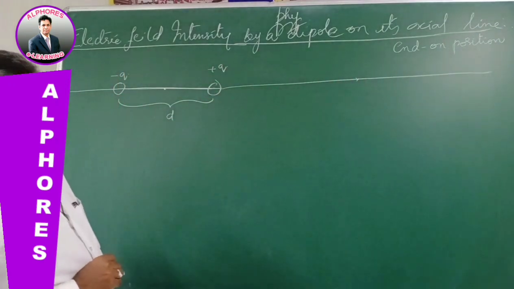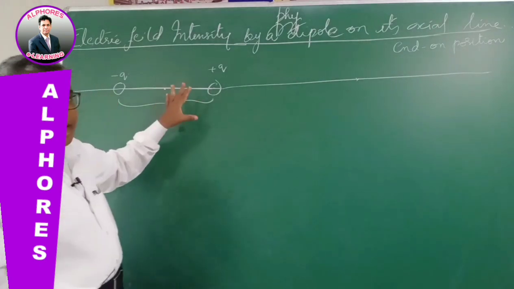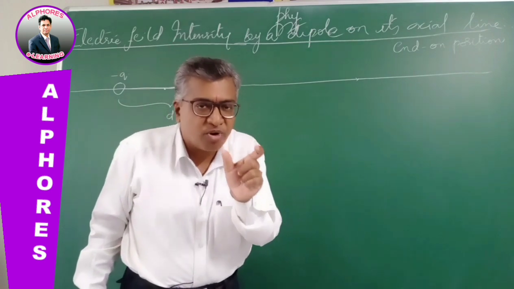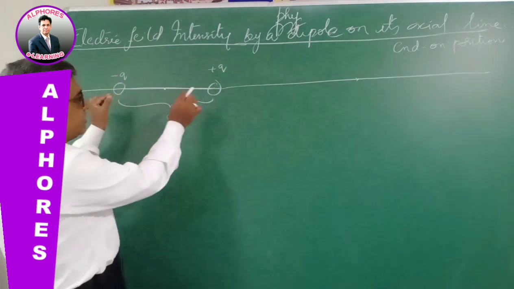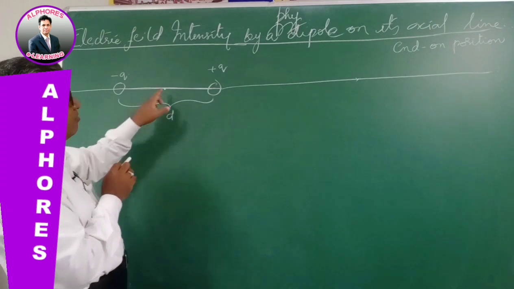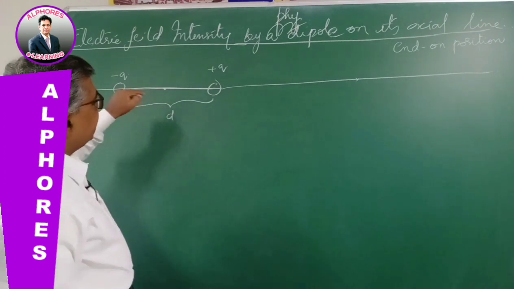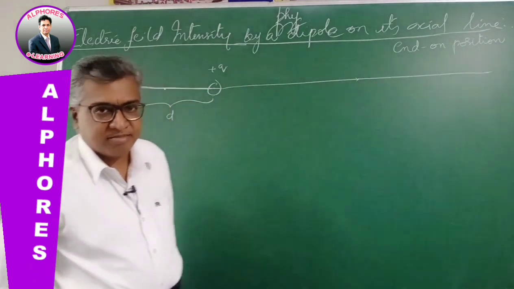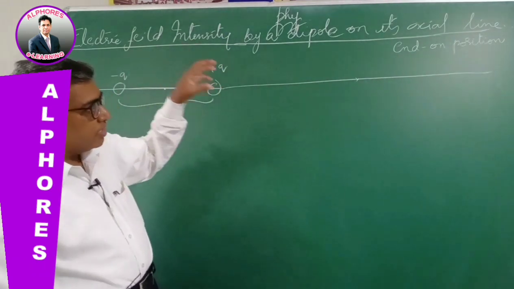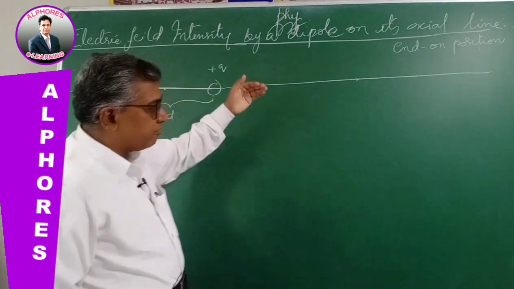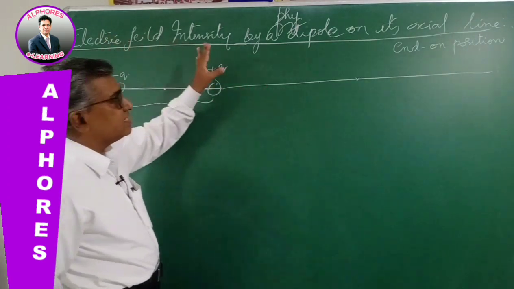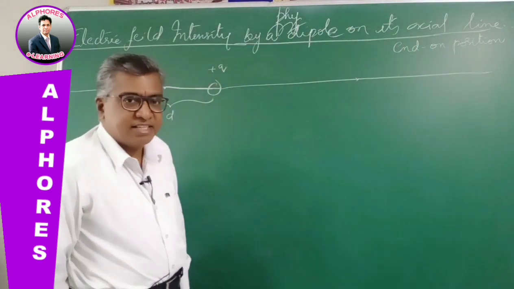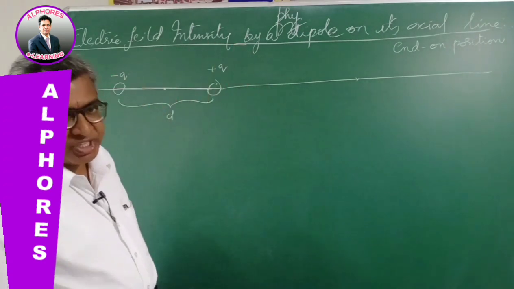Right? So an electric dipole is a combination of two equal and opposite charges separated by a small and finite fixed distance, with a midpoint. The line joining the charges passing through the midpoint is termed the axial line, right? So in this session we are going to evaluate a formula for the electric field intensity by the electric dipole on the axial line, or the electric field intensity at an end-on position.